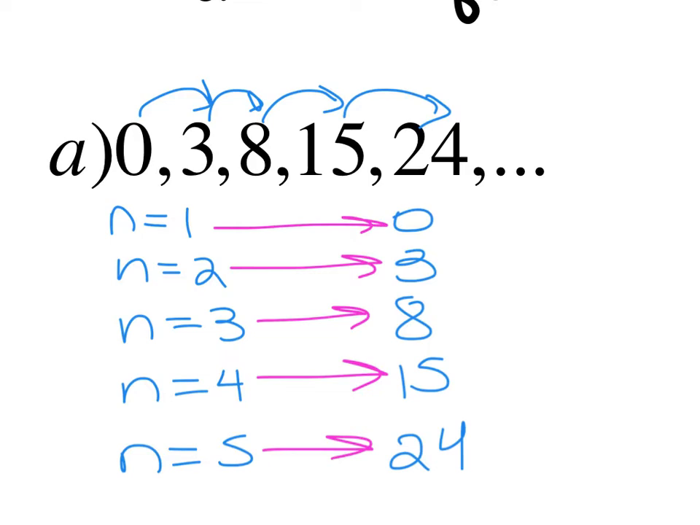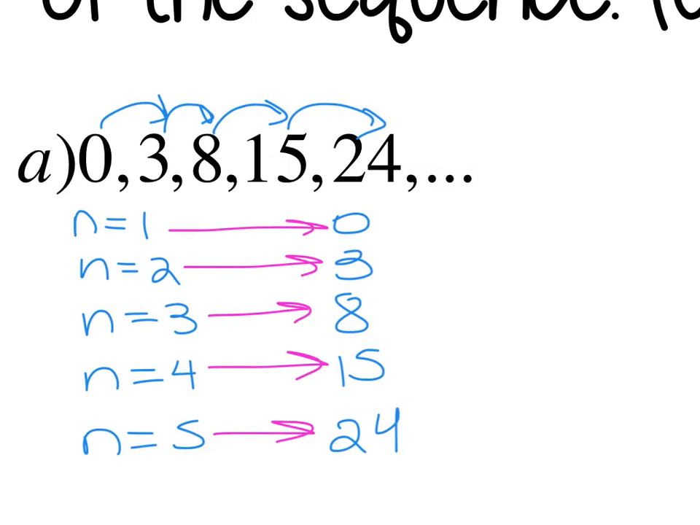Sometimes the first one's not the easiest to identify. If you look from 1 to 0, you subtract 1, but that doesn't work for the rest of it. What do you see? N squared minus 1. Okay, so let's see if it works. If I square the n and subtract 1, the first one would be 1 minus 1, that works. The second one would be 4 minus 1, that works. The third one would be 9 minus 1, that works. The fourth one would be 16 minus 1, that works. And 25 minus 1, that works.